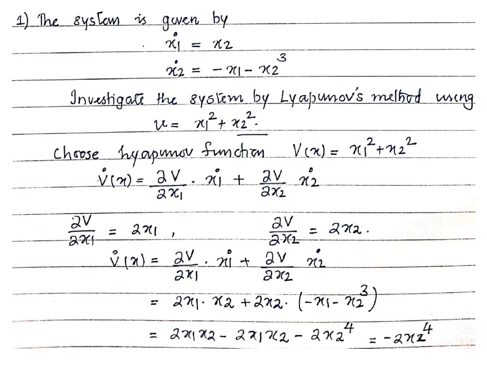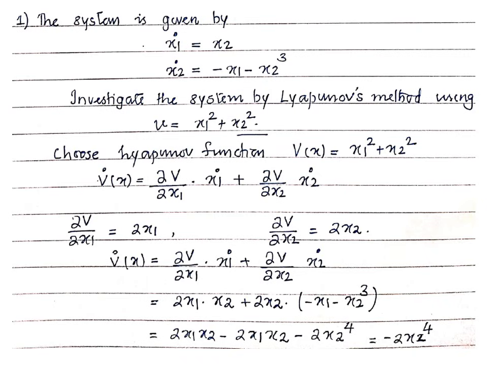Next, we can solve some problems using Lyapunov's first method. The first question is given in the figure: investigate the system by the Lyapunov method using V equal to x1 square plus x2 square. In this Lyapunov first method, we have to choose a Lyapunov function V of x as x1 square plus x2 square. So we are choosing V of x equal to x1 square plus x2 square.